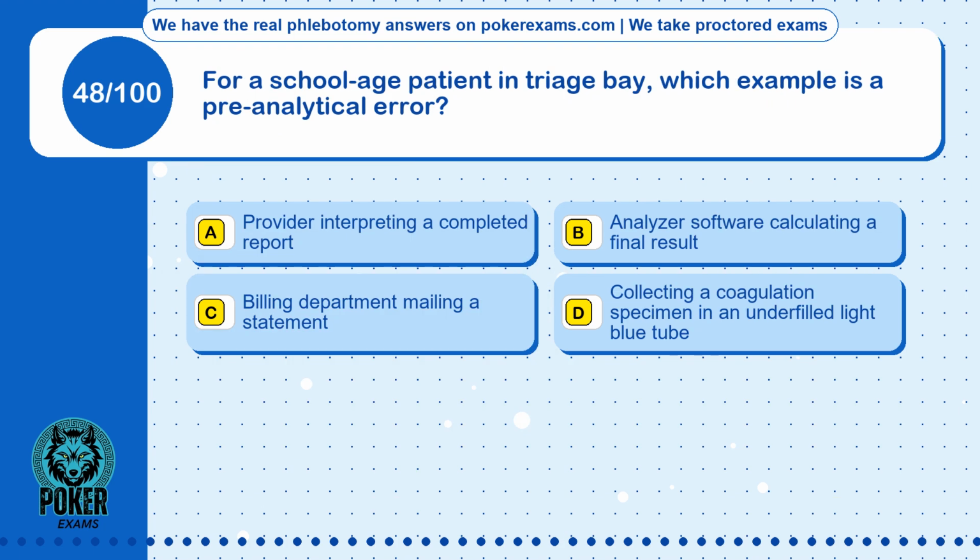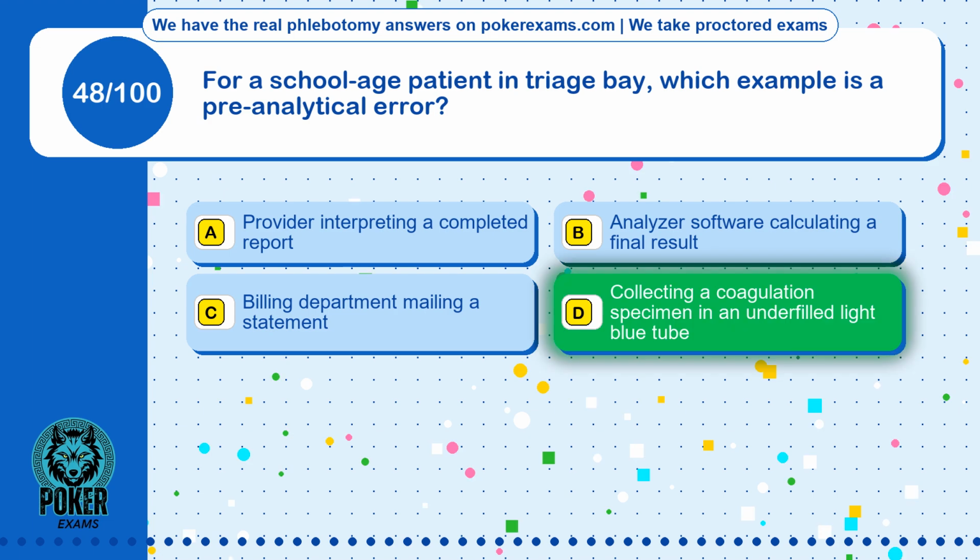Question 48. For a school-age patient in triage bay, which example is a pre-analytical error? Option A. Provider interpreting a completed report. Option B. Analyzer software calculating a final result. Option C. Billing department mailing a statement. Option D. Collecting a coagulation specimen in an underfilled light blue tube.